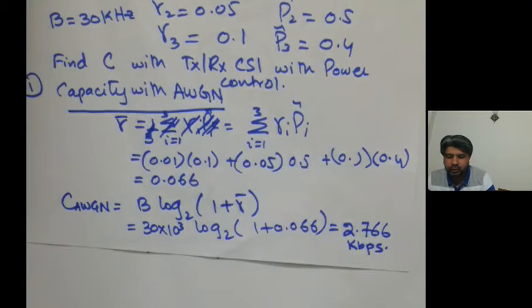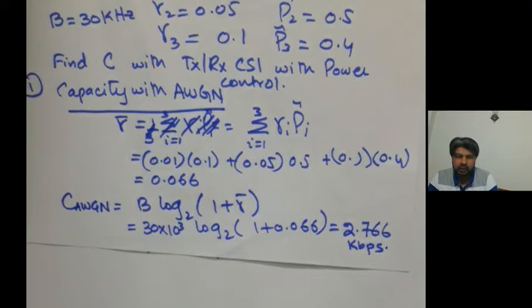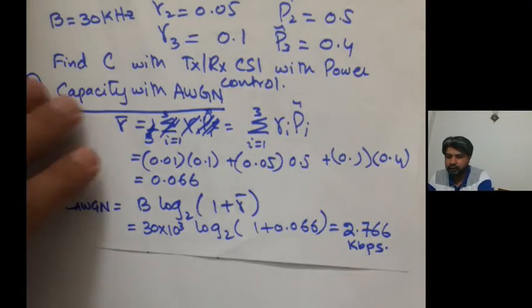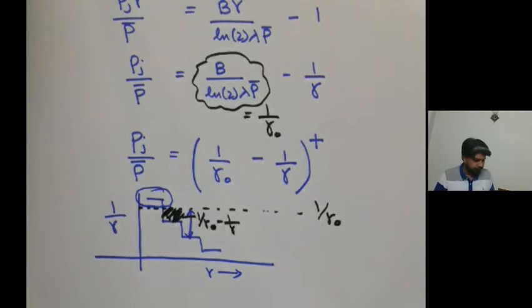So what we're doing in this example is comparing the three strategies we have learned so far. So this is the capacity under AWGN. Then in the next part, we are going to compute the capacity when only the receiver has the channel side information, or both receiver and transmitter have the channel side information, but the transmitter is not doing power control. So that is the second part. Let's try to find that out in the second part.